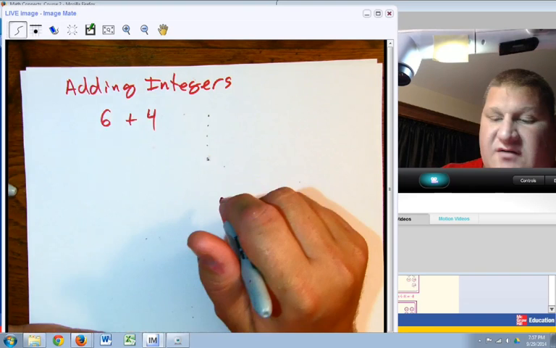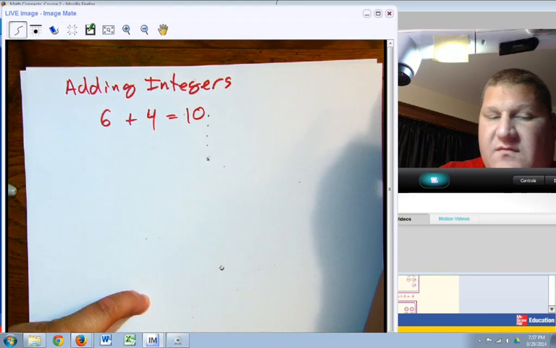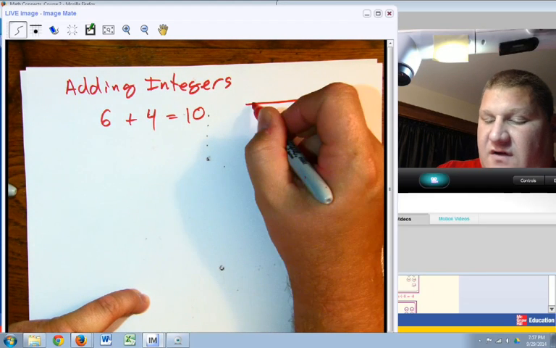Okay, ladies and gentlemen, we're going to add integers now. 6 plus 4 is 10. Well, that's fine and dandy, but let's take a look at it in terms of a number line.